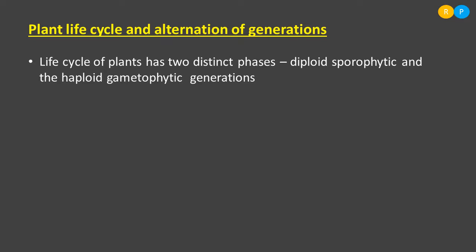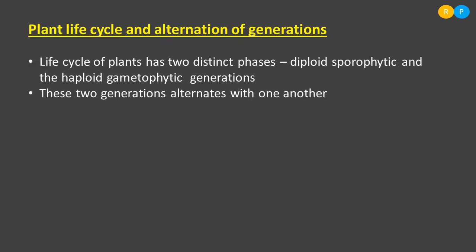But these two phases alternate with one another. That means in some plants we can see the sporophytic phase first and next comes the gametophytic phase. In some, the gametophytic phase comes first and the sporophytic phase next. That means both phases alternate with one another. They do not take place at the same time. Clear? They alternate with one another.